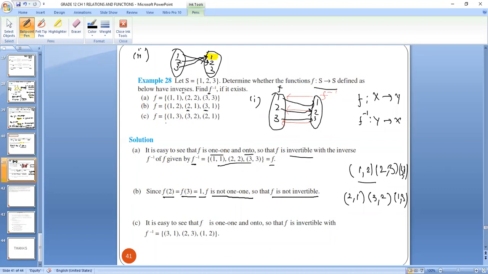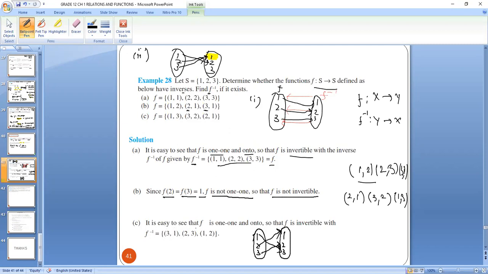Then next, f is a mapping {1 3, 3 2, 2 1}. We have to check whether the function is invertible or not. So we write 1 2 3 and 1 2 3. 1 is mapped to 3, 3 is mapped to 2, and 2 is mapped to 1. So this function is clearly 1-1. Every element in the domain has only one image, and every element of the codomain has a pre-image. Therefore the function is 1-1 and onto, right?